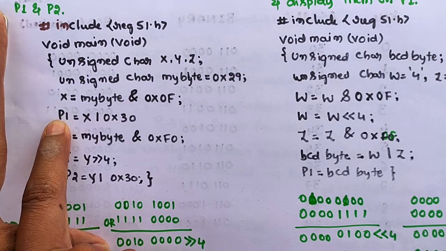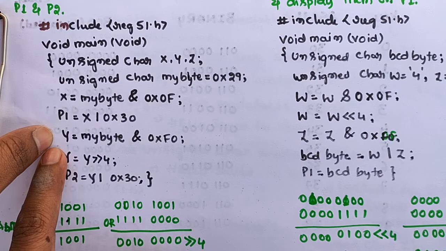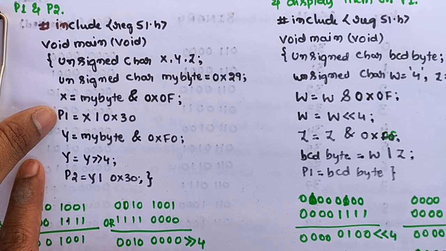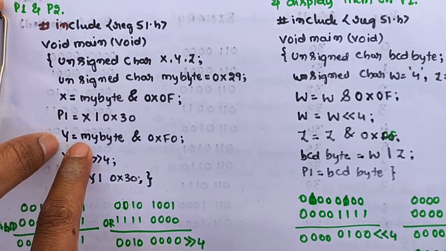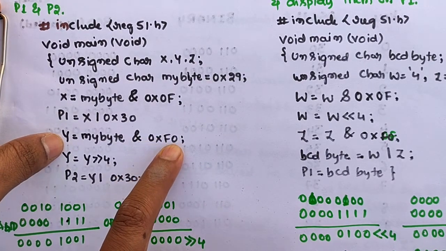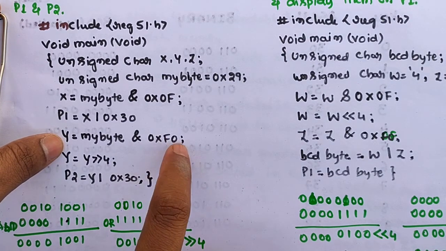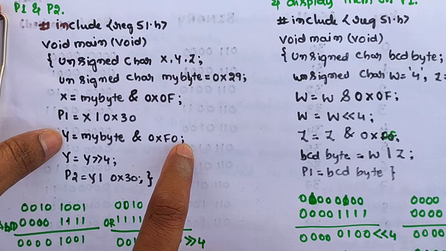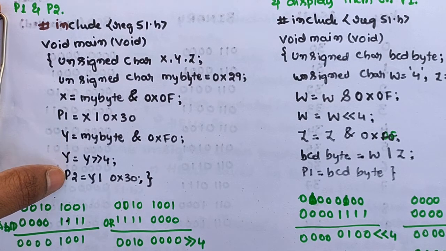So after that, port 1 will be assigned the given value. And then y is mybyte performing the same operation with F0. You will get the higher order byte, that is 20, shifted right to 02, and it will be stored in the particular port 2.